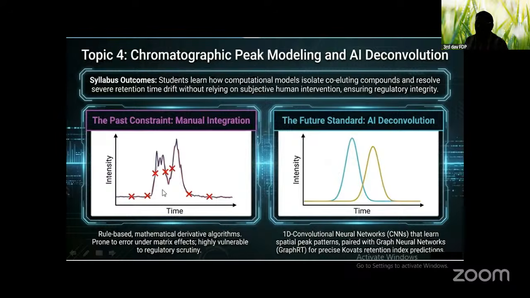Means that in case of the past working condition, rule-based mathematical derivative algorithms were prone to error under matrix effects, highly vulnerable to regulatory scrutiny. But by using the one-dimensional convolutional neural network that learns spatial peak patterns, paired with graph neural networks for precise Kovats retention index predictions.